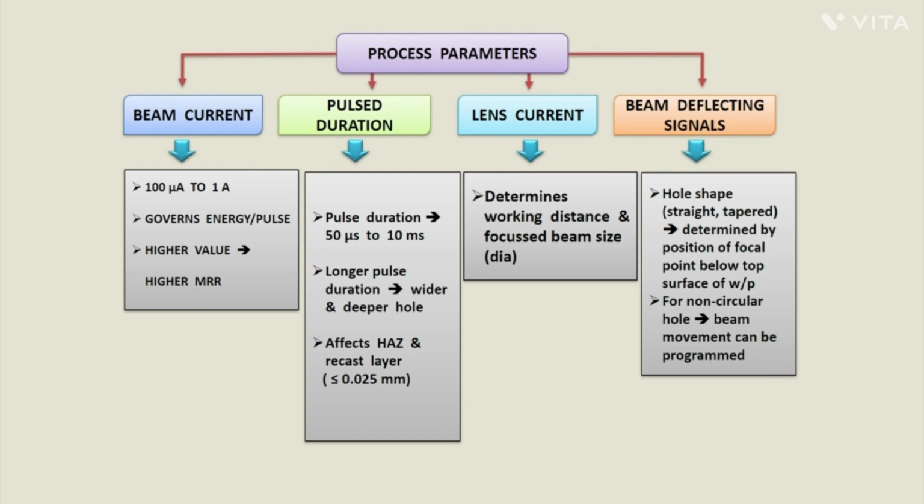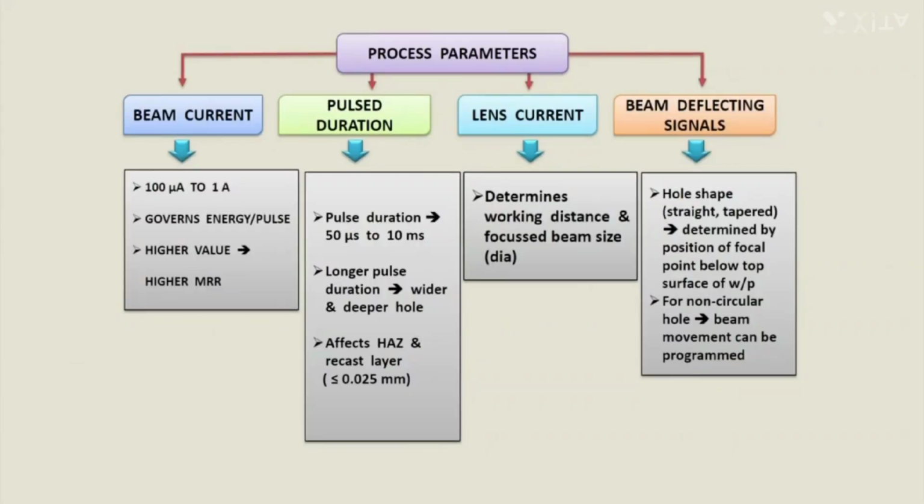The pulse duration also affects the heat affected zone on the workpiece surface. Because of heating of the surrounding materials, it generates a larger heat affected zone if the pulse duration is increased. The dimension of the recast layer in the electron beam machining process is, in general, around 25 micron.